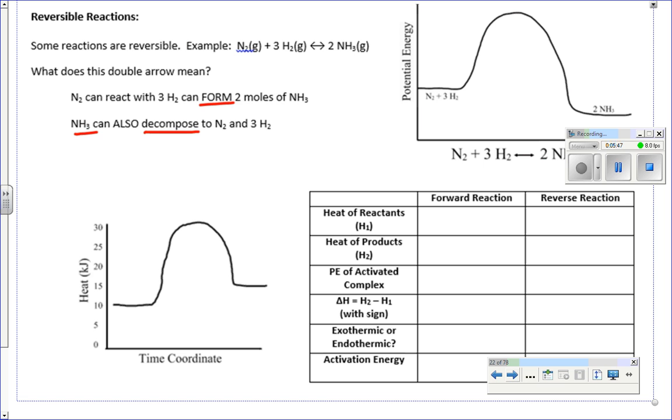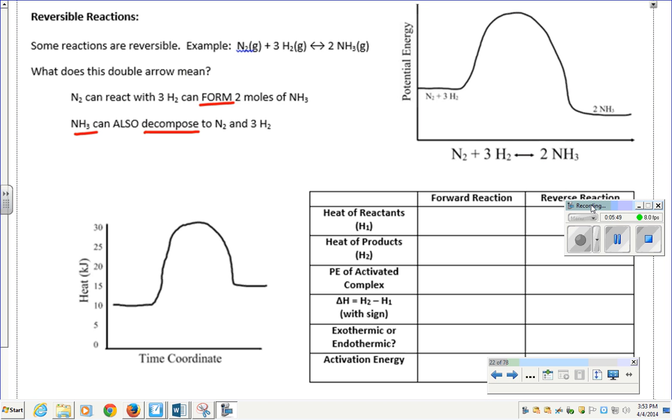This can be shown in the reaction right on the top of your sheet. In this reaction, the forward reaction would be considered to be the reaction of N2 and H2. The forward reaction in this case is going to be considered exothermic because it ends lower. The reverse reaction is the decomposition of ammonia back into the elements it came from.